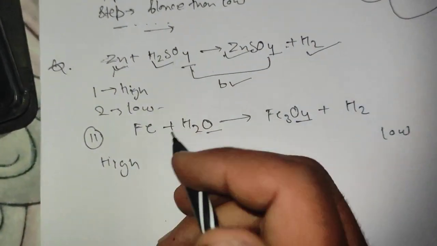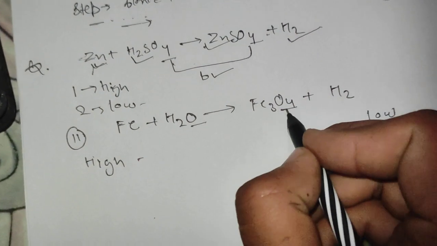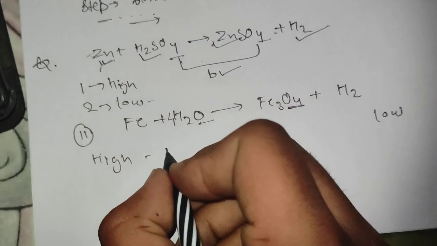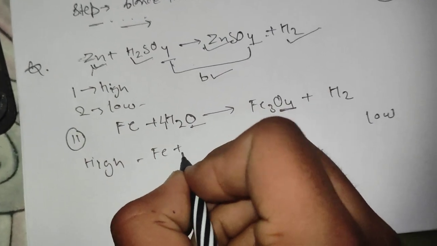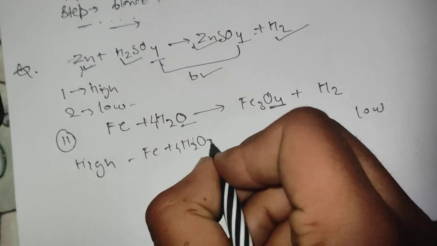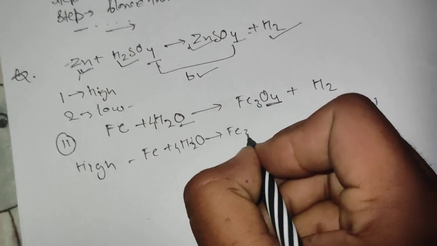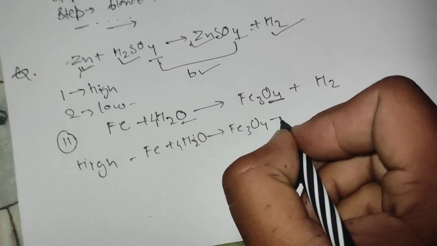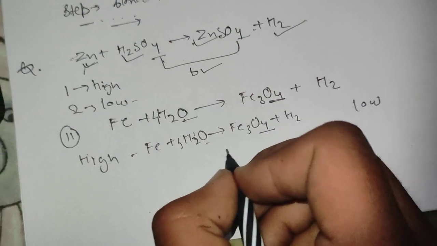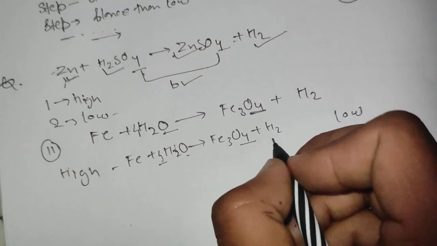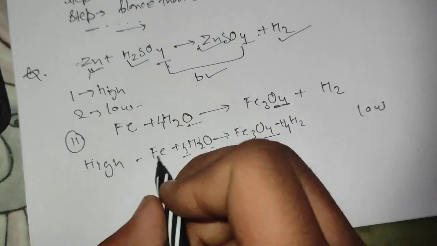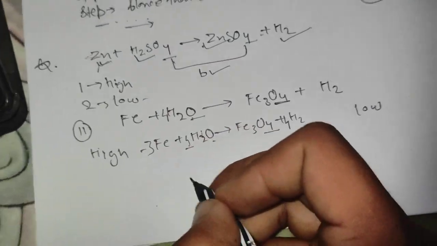Let's see what happens. For higher, the oxygen is 4 here, and here is 1. Multiply by 4. So 4 H2O gives Fe3O4 plus H2. So oxygen is balanced. Hydrogen now becomes 8, and here hydrogen is 2. And for this, iron is balanced by 1 to 3.